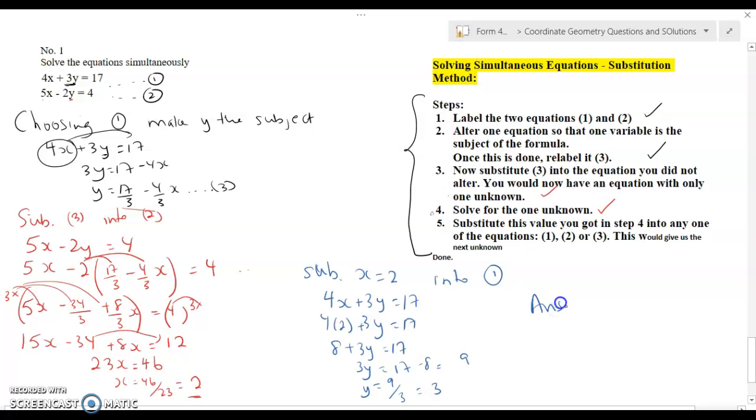So my final answer, everybody, is x is 2 and y is 3. Sorry about that.